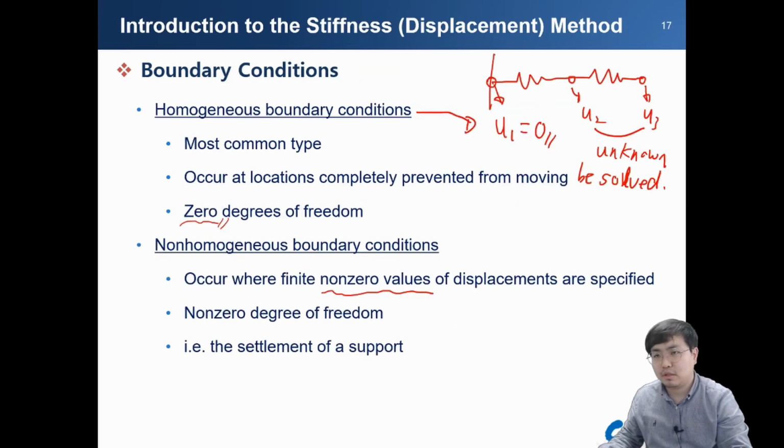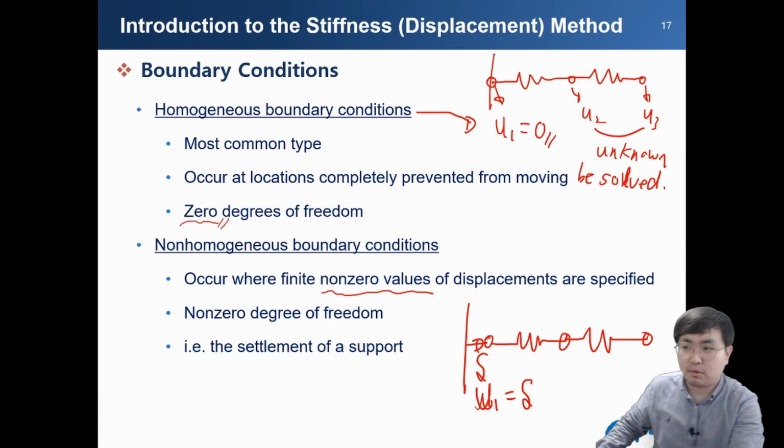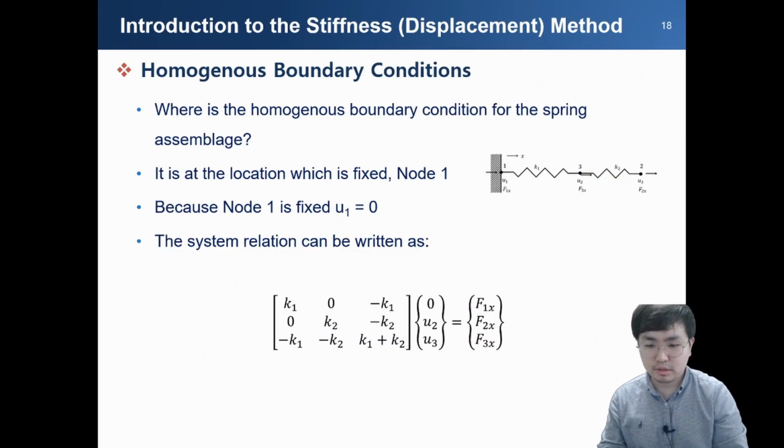Anyway, for a non-homogeneous boundary condition with a non-zero value, the first nodal point moves by a specific amount of displacement. So U1 is equal to delta, some specific value depending on your system. But I cannot imagine what kinds of cases you can apply non-homogeneous boundary conditions to. So I think all boundary conditions must be homogeneous. Let's first check the homogeneous boundary condition.